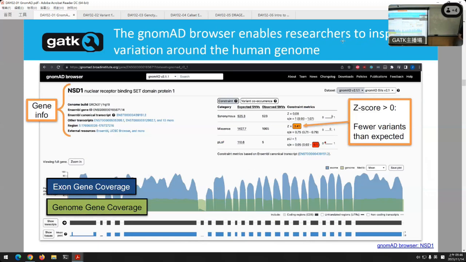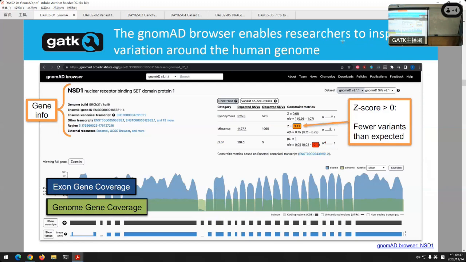Okay, so in this page of the browser, we're looking at the gene NSD1. There's some gene information on the top left, including the Ensembl transcript ID. On the top right, we're looking at that table showing information about constraint on a gene level that we talked about before. Along the bottom, we see the coverage in the exomes that are included in gnomAD in blue, and the genomes that are included in gnomAD in green.